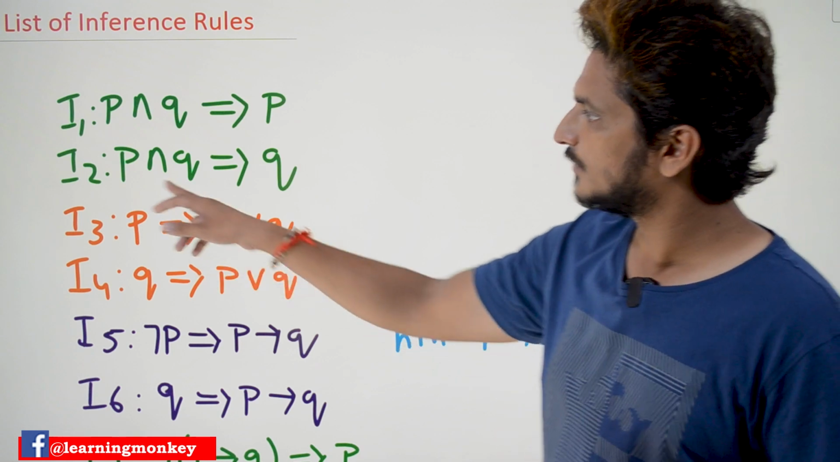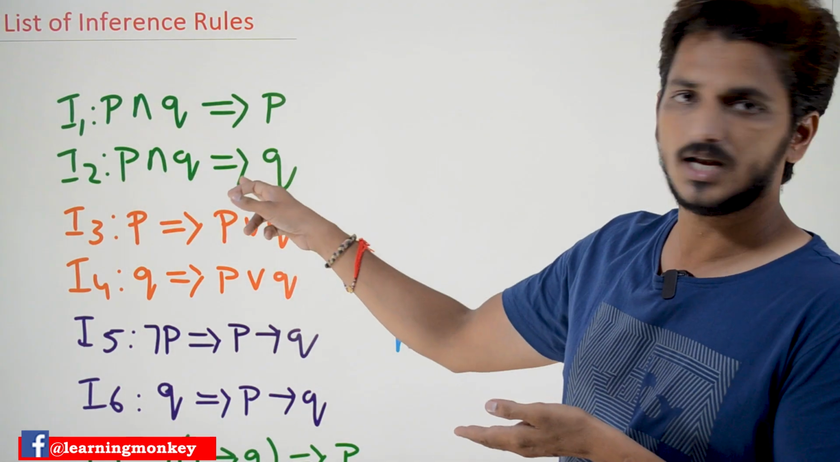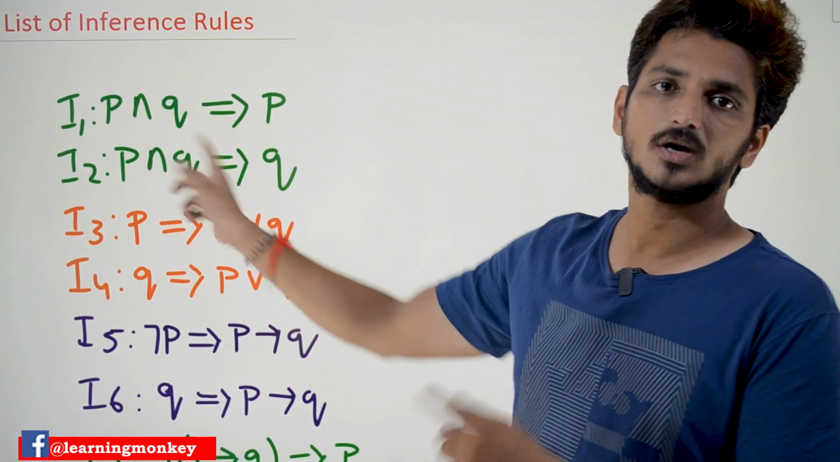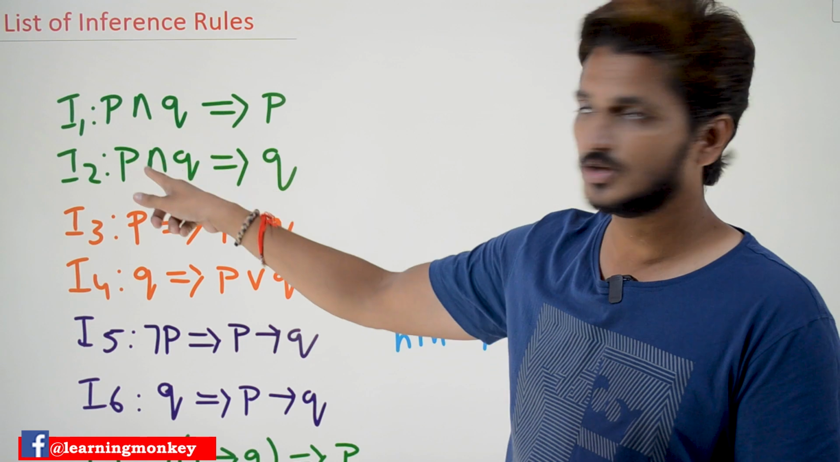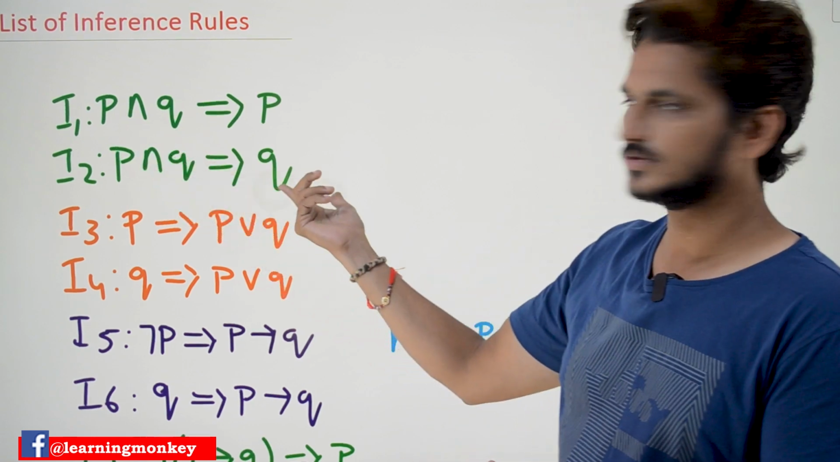So coming to the second inference formula, P conjunction Q tautologically implies Q. When is this going to be true? Only when both are true. Then P conjunction Q is going to be true. Both are true means Q is a true value.